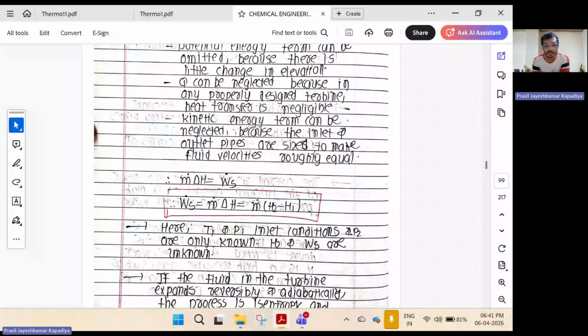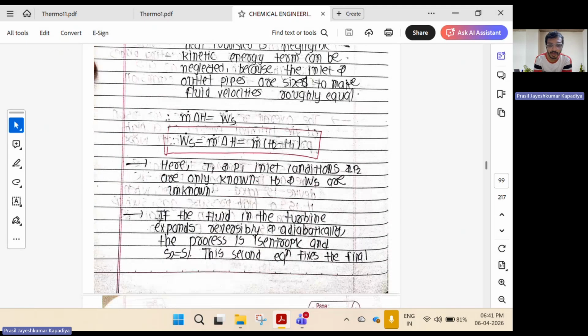So the first law of thermodynamics for turbine can be reduced to m dot delta H is equal to Ws dot. So Ws dot is equal to m dot delta H is equal to m dot into H2 minus H1. Okay. So here what do we know? We know the T1 and P1 at inlet conditions and P2 at outlet conditions, but we don't know what is H2 and what is Ws. So how to find this?